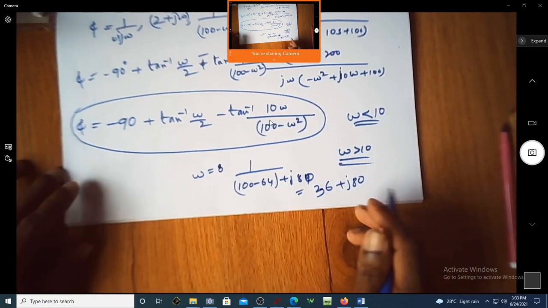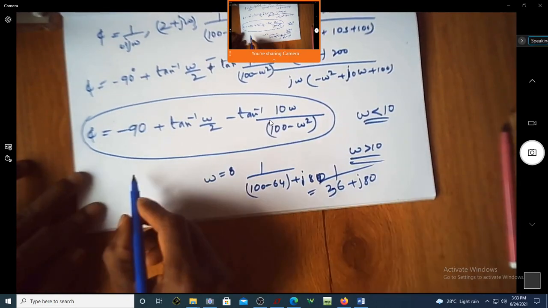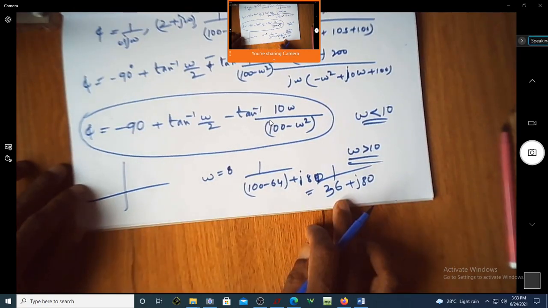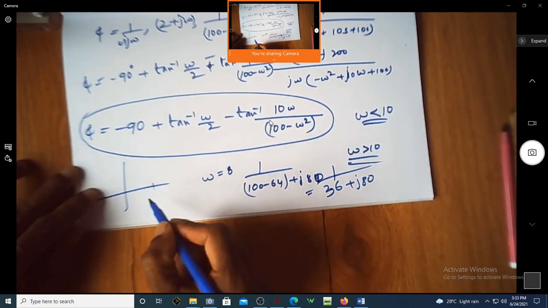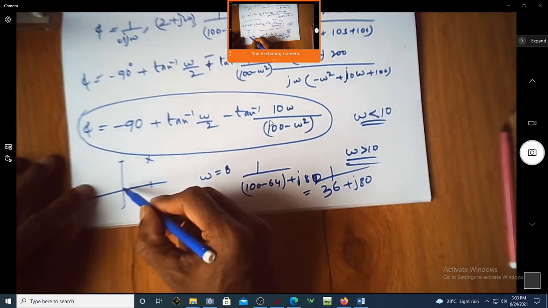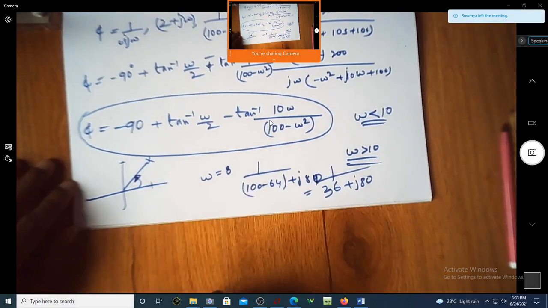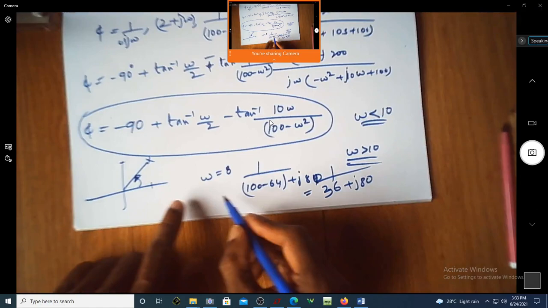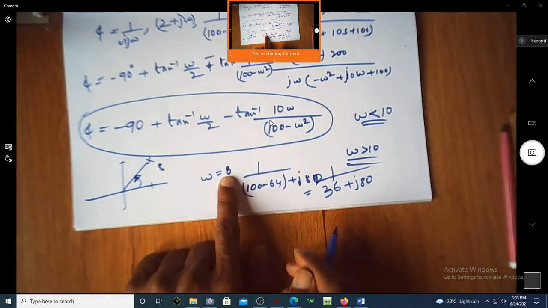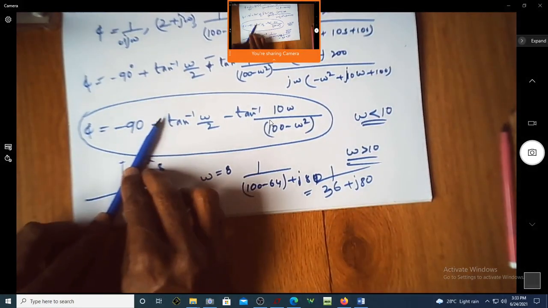So this is the pole position. Suppose this is 36, this is 80. Is this your pole position? So the phase angle is this. Correct? So you can see, what is the value of omega? It is 8. If omega increases, is the pole actually moving like this?